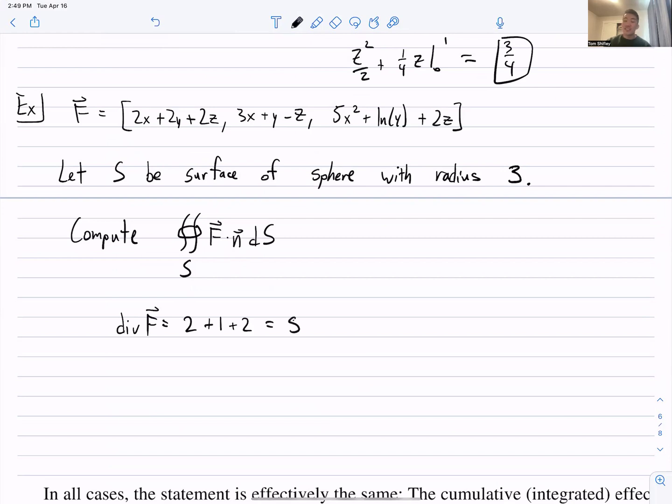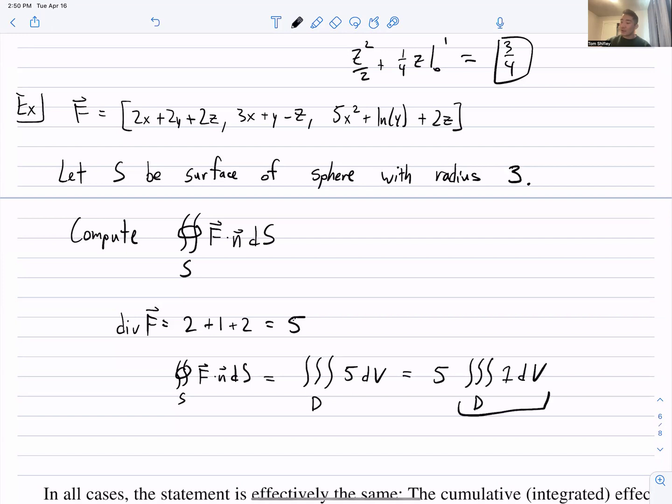And so our divergence is just a constant, which means that this surface integral over S of F dot n dS is actually just equal to a triple integral over the volume D, or the enclosed three-dimensional space, of a constant dV. But then that's just 5 times a triple integral over D of 1 dV.